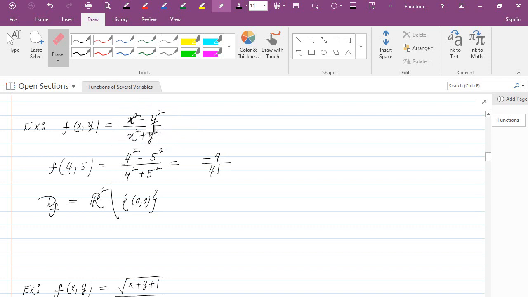So the domain here would be the set of all points in R2 except the point 0, 0, that is except the origin. So the domain here is the entire plane except the origin. So this symbol here means that from R2 we are getting rid of the point 0, 0.